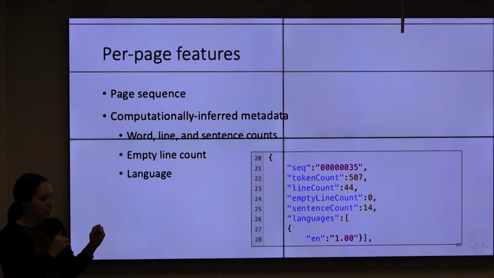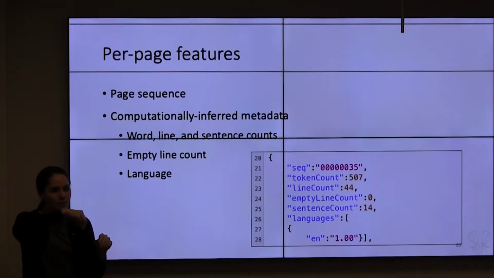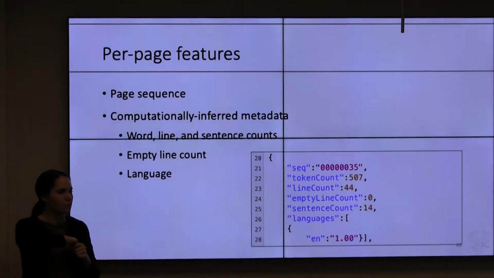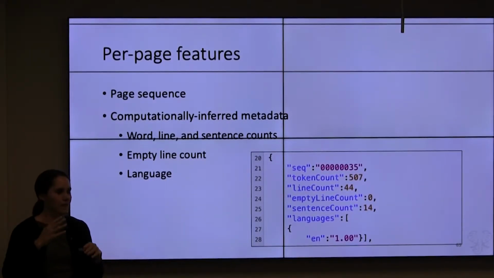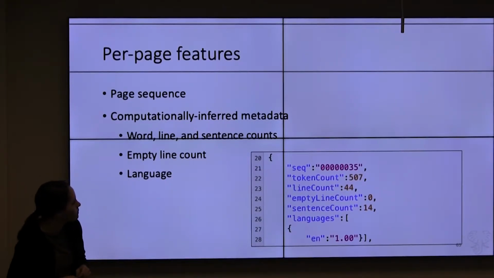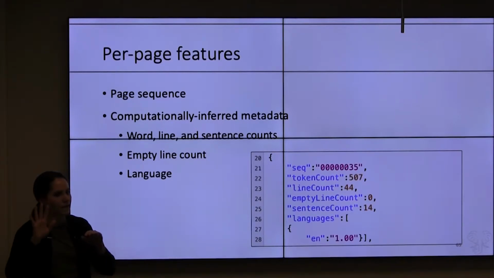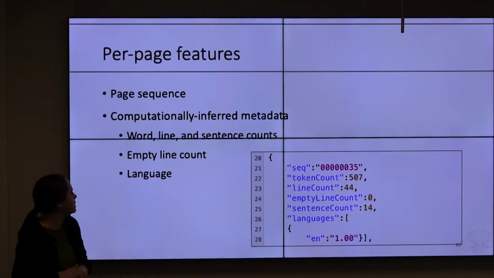This isn't the page number that would appear at the bottom of the page, but it's the scan number. So if they scanned the front page, or maybe a blank page at the beginning, that would get a sequence number. Those are analogous with the sequence numbers for the scans from HathiTrust.